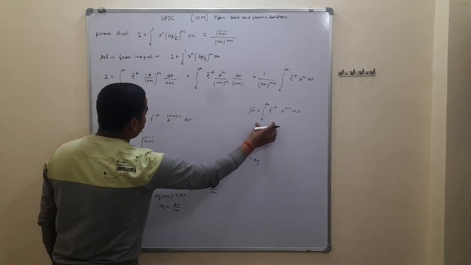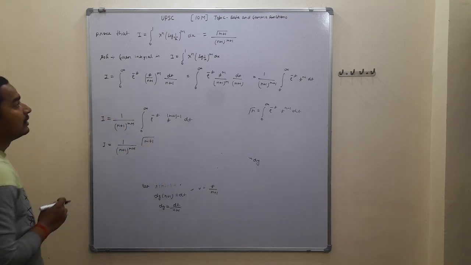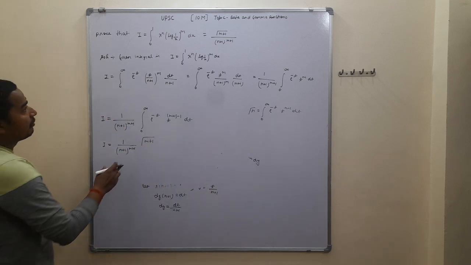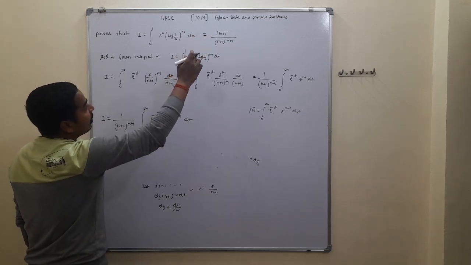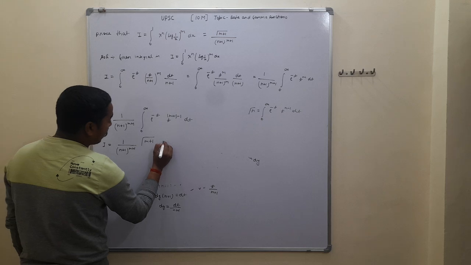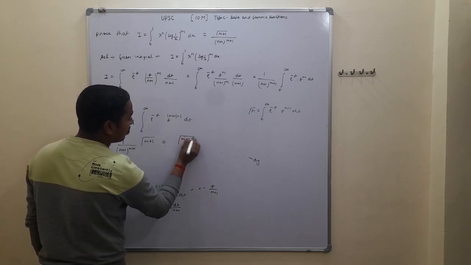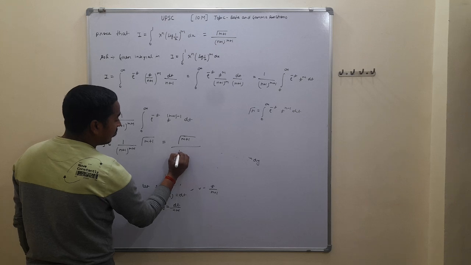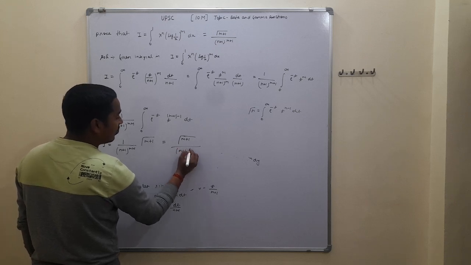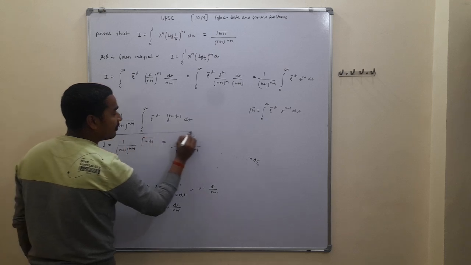Using the formula, we get gamma(m+1) upon (n+1)^(m+1), which is what we had to prove. This is the required solution of the given problem.